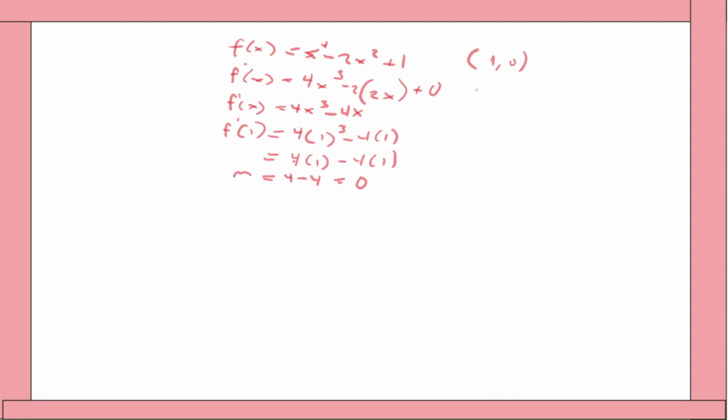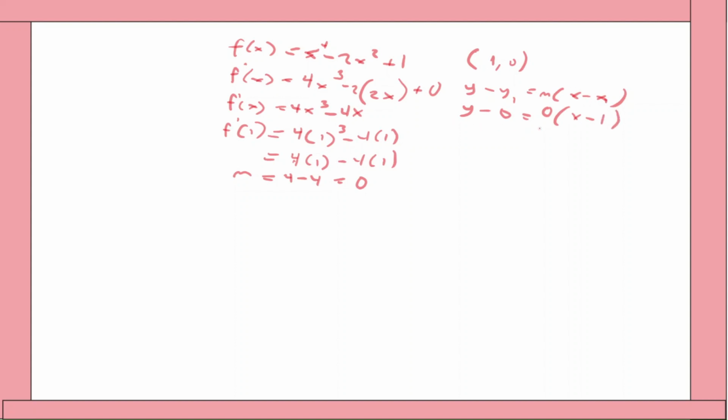Now, if we wanted to find the equation of the tangent line, not just the slope, just like before, we would use y minus y1 equals m times x minus x1. This is in point slope form, but we want to rearrange this into intercept form. So we would have y minus 0, the y point, equals m, which was 0 in this case, and we'd have x minus 1, which was the x point.